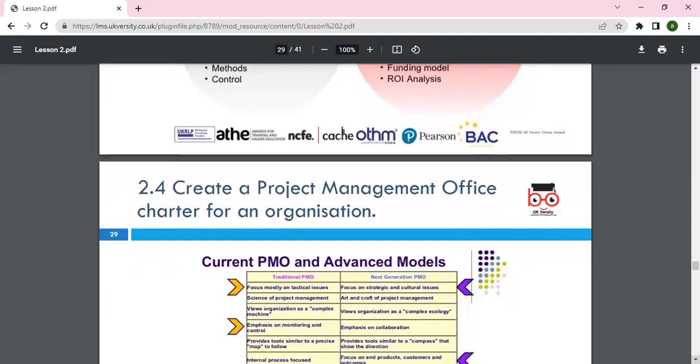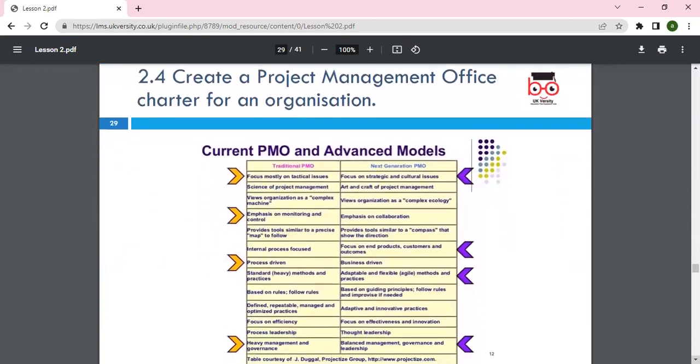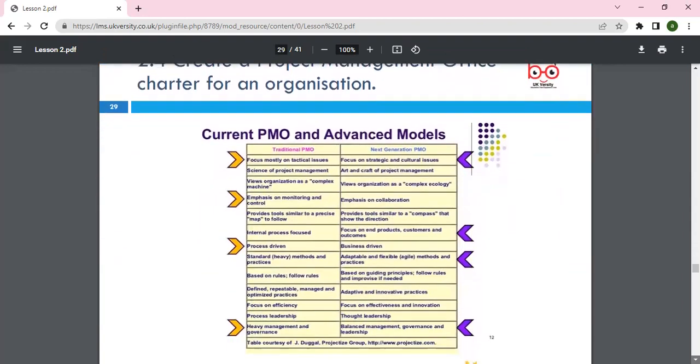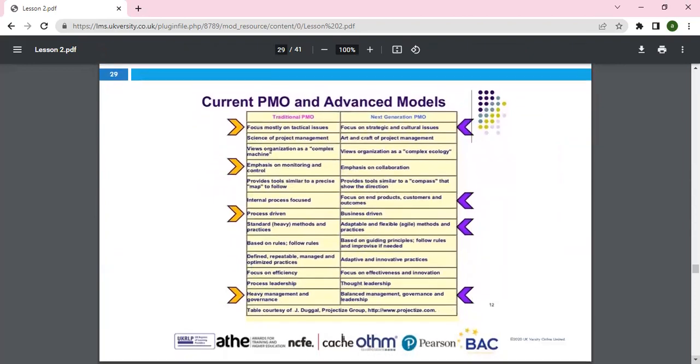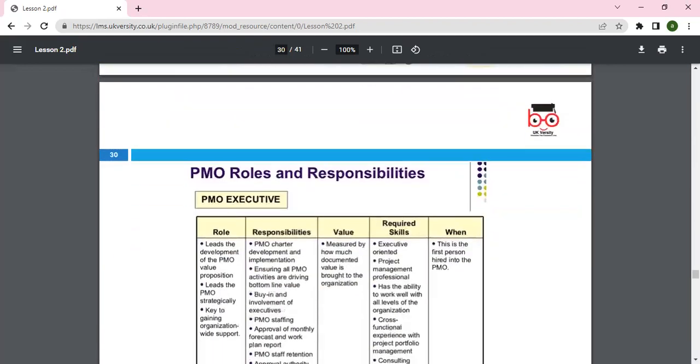Then 2.4, we critically create the project management office. Charter, yes, in the charter should be written what we are supposed to do, when we are supposed to do it, how we are supposed to do it, the key responsibilities, the key tasks. Yes, so we can generate that document, and all the transactional work is now a new generation of PMO office where we can look at the desired activity.